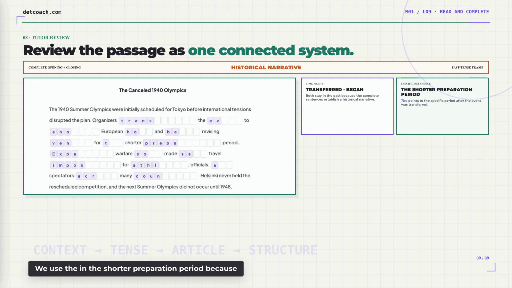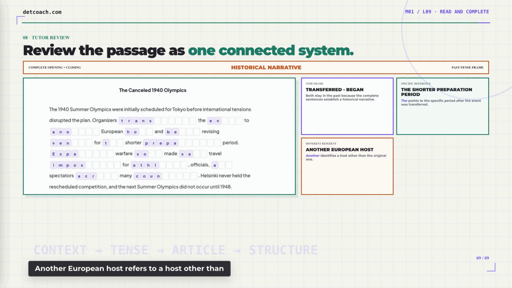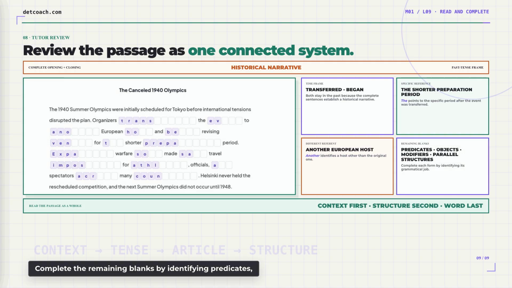We use the word the in the shorter preparation period because it refers to the specific preparation period after the event was transferred. Another European host refers to a host other than the original one, so we use another. Complete the remaining blanks by identifying predicates, objects, modifiers, and parallel structures.